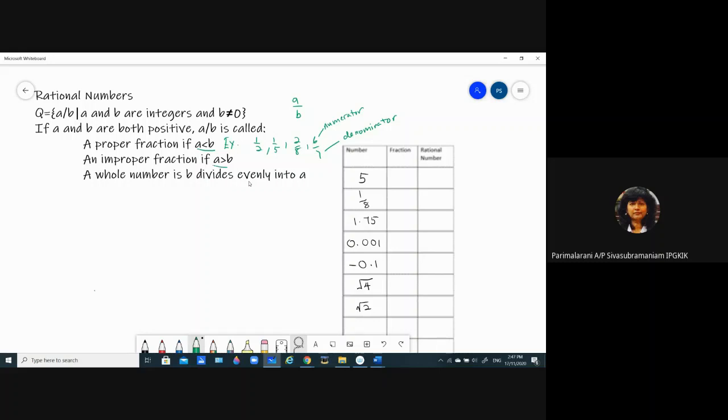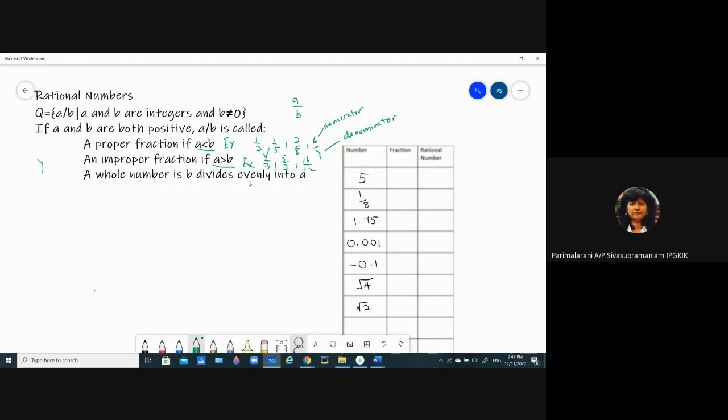If a is greater than b, that means the numerator is greater than the denominator, then the fraction is known as an improper fraction. Examples: 4 over 3, 5 over 2, 16 over 12. All these are improper fractions. A whole number is when b divides evenly into a.